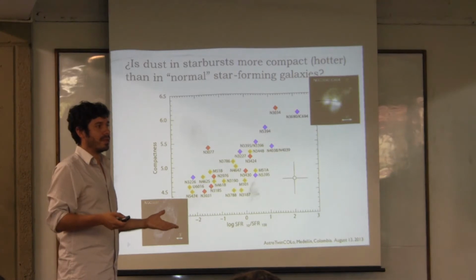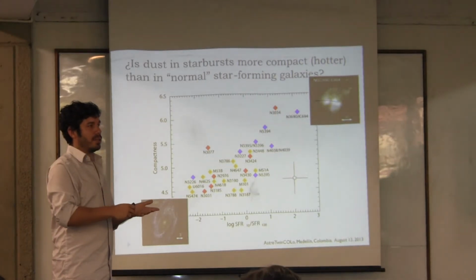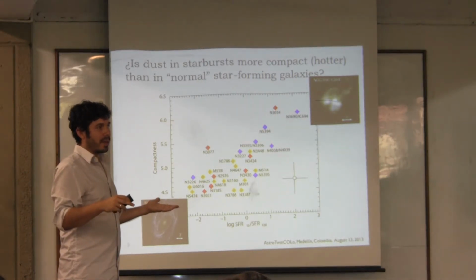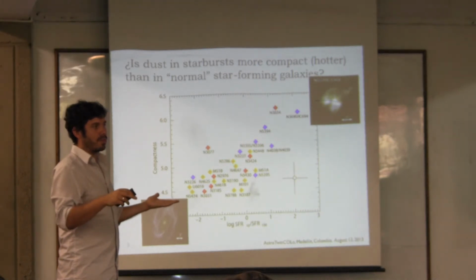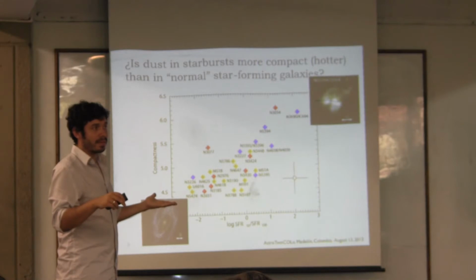systems that are starburst. But I don't know if what you meant is that you would expect star-forming systems or starbursts to be less dense. Is that what you were saying?